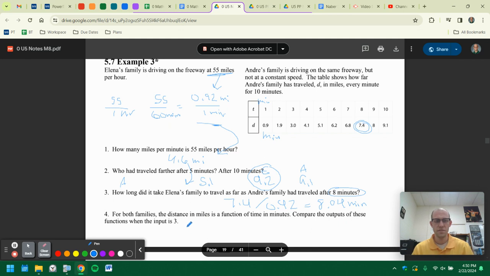For both families, the distance in miles is a function of time. Compare the outputs of these functions when the input is 3. So if I put in 3 minutes, that's like 3 times 0.92, which is 2.76. Put in 3 here, and I see in the table it's 3. Compare them, Andre's is higher.